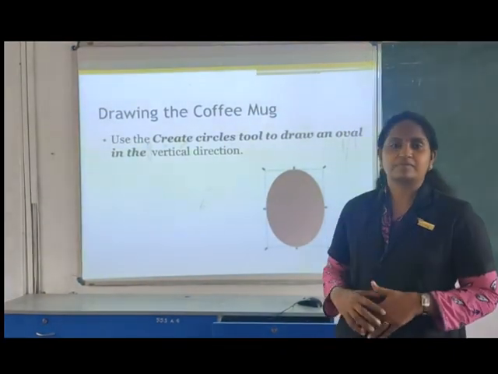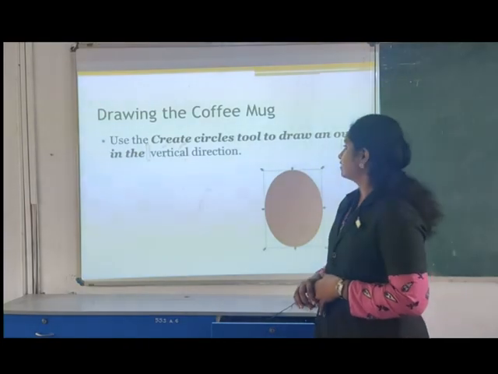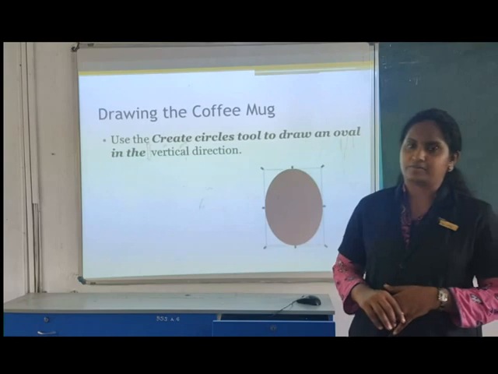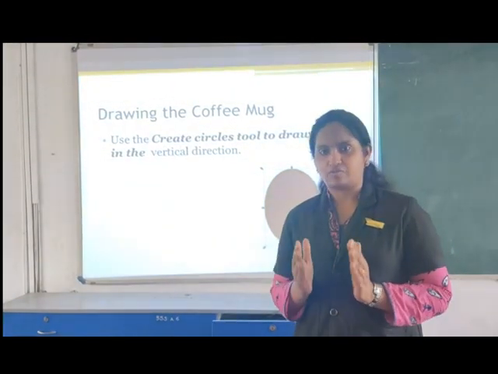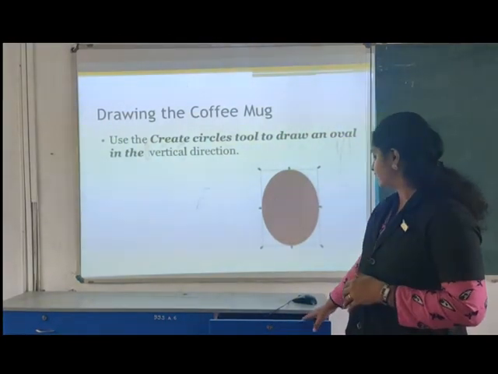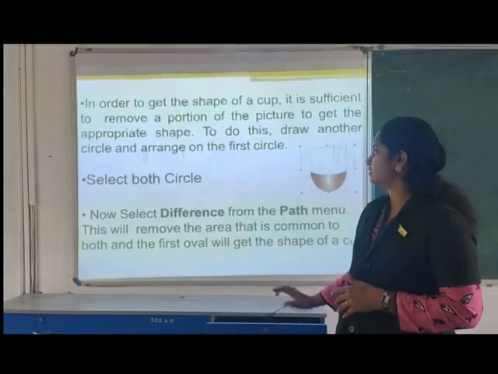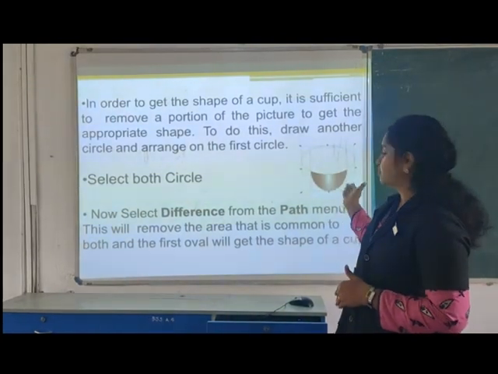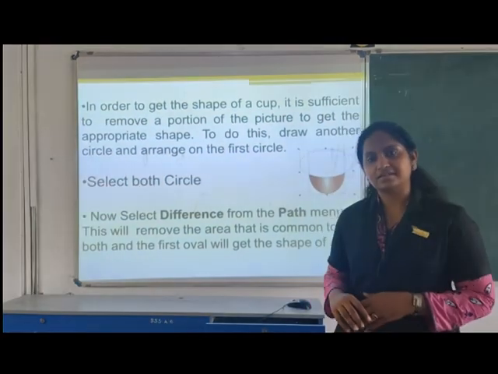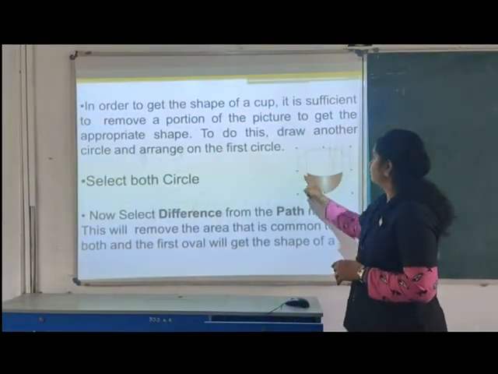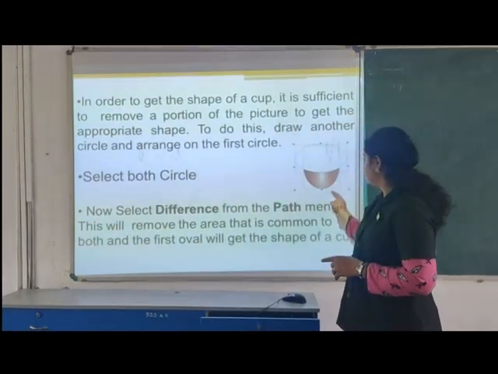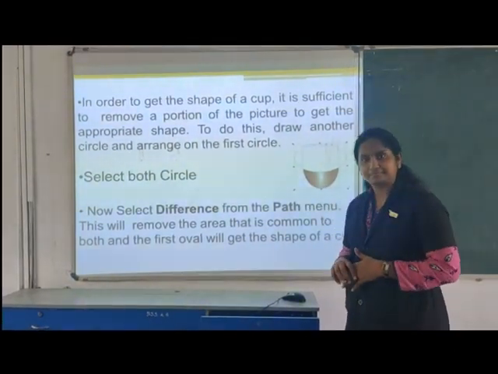Here it is. The first step for drawing the coffee mug is to use the circle tool to draw an oval shape in the form of a cup or a mug. Like this you can draw it in a vertical direction. The next step is to make the shape of a cup. Draw another circle overlapping the first one, and you can make it in the shape of a coffee mug.